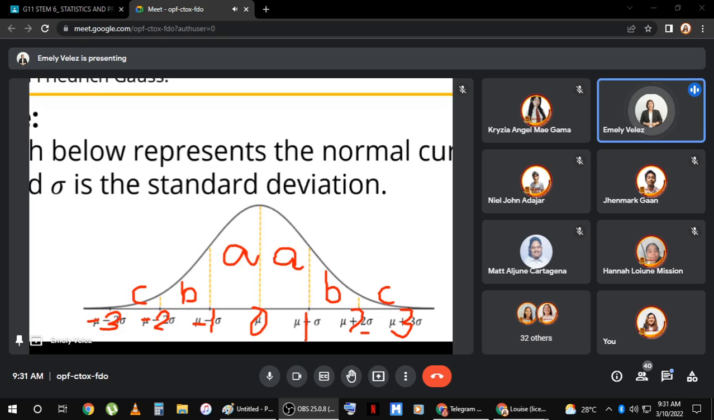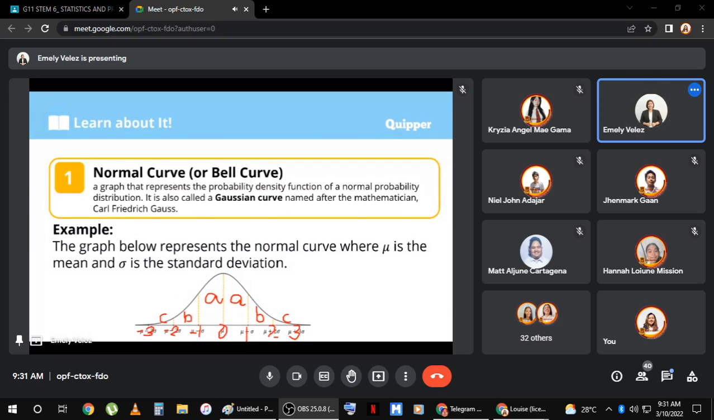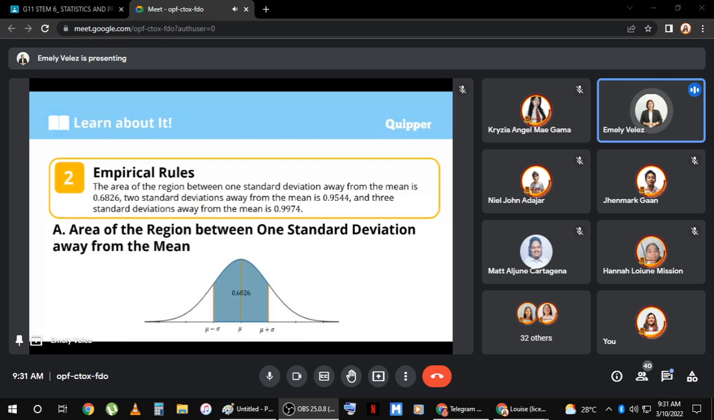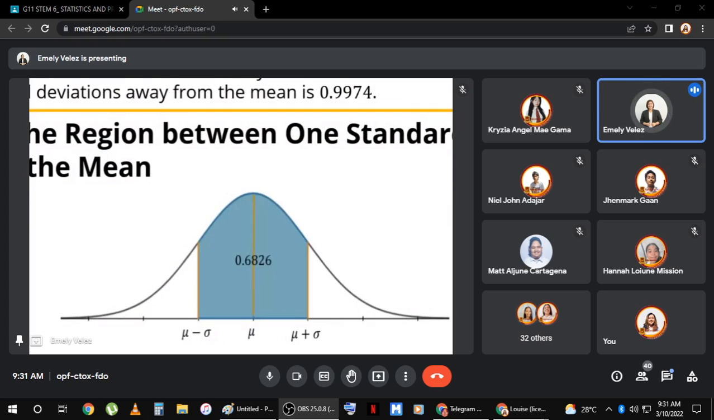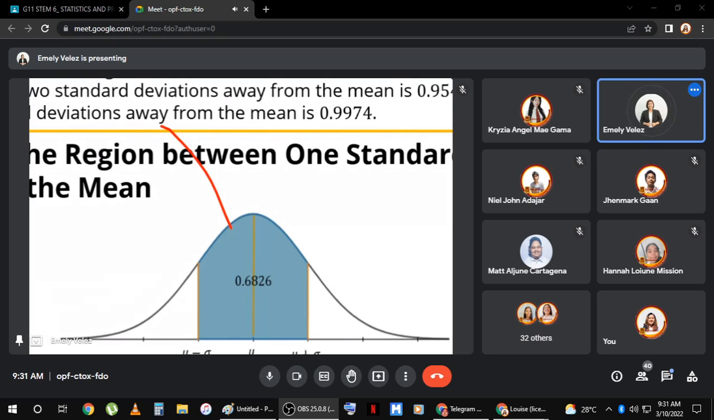Since they are symmetrical, let's try to figure out this given. Okay, so this is the given right now.